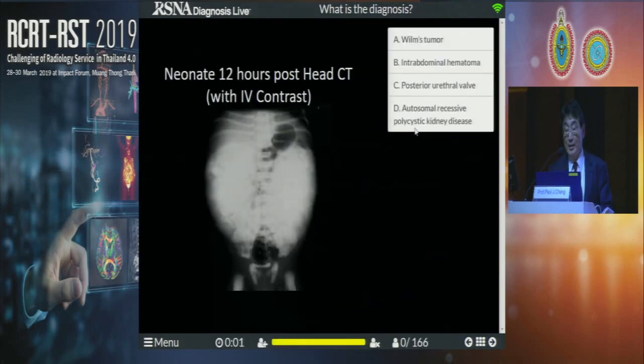Okay, this is a young baby who had a contrast-enhanced head CT. This is a KUB, an abdominal radiograph, 12 hours after the contrast head CT. What is your diagnosis?